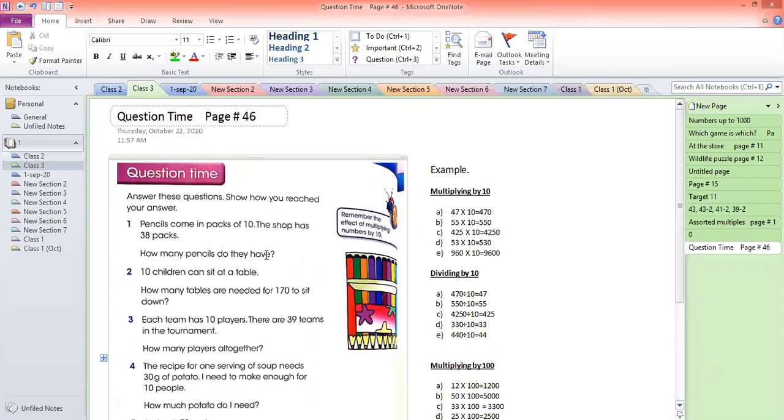You have to multiply. So pencils come in packs of 10, so you will write 10. And the shop has how many packs? 38. The shop has 38 packs. So you will multiply 10 by 38. So 10 multiplied by 38 equals to, yes guys.